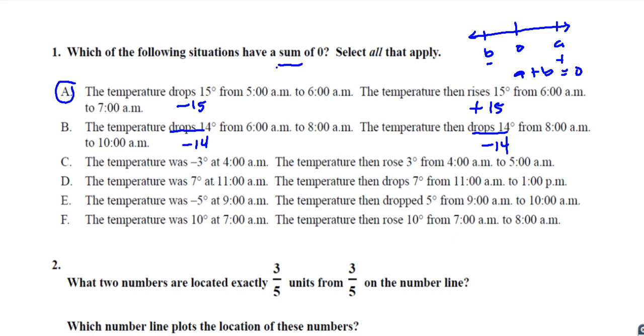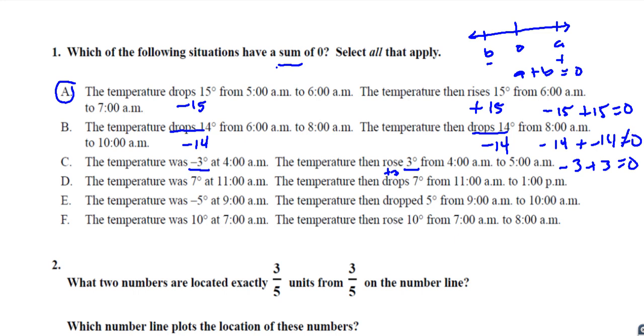The temperature was negative 3 degrees at 4 a.m. The temperature then rose 3 degrees from 4 to 5. So the temperature was negative 3 degrees, then rose 3 degrees. So that's plus 3. So negative 3 plus 3 will give me 0 again. Is not equal to 0 in this case.